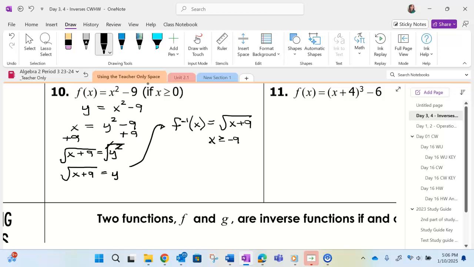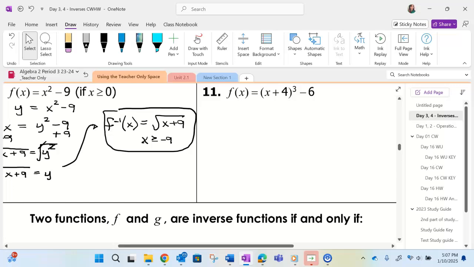Negative 9 plus 9 is 0. We can have the square root of 0, but we can't have the square root of negative 1. So it can be negative 9, it can be negative 8, negative 7, and continually increasing. So we just have to put that restriction on here, or we call this the domain. It's like a domain restriction. All right, number 11, very similar.